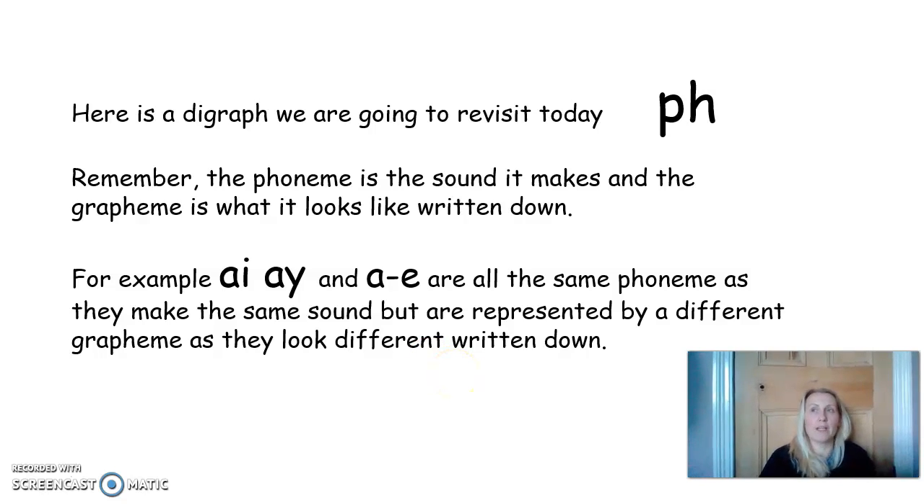What we're going to do now is you're going to get your pen and paper. I would like you to write down the digraph in the corner of your piece of paper so you know what sound we are looking at, okay? And then I would like you to write down these words that have the digraph in them, okay?